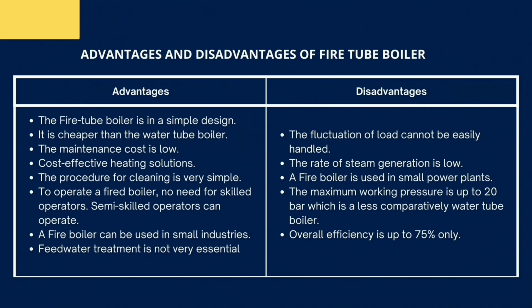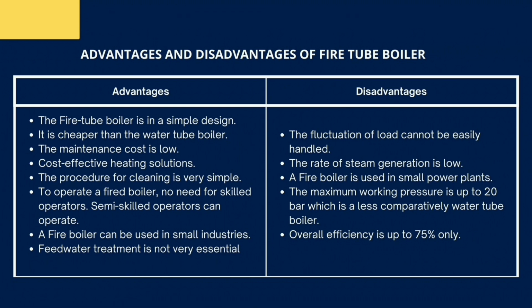The advantages and disadvantages of the fire tube boiler are shown in the diagram above. A fire tube boiler has a simple design and is cheaper than the water tube boiler. The maintenance cost is low, and it is a cost-effective heating solution. The procedure of cleaning is very simple for a fire tube boiler, and to operate a fire tube boiler there is no need for skilled operators. A fire tube boiler can be used in small industry.